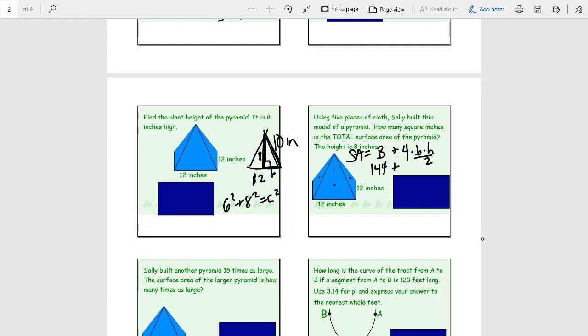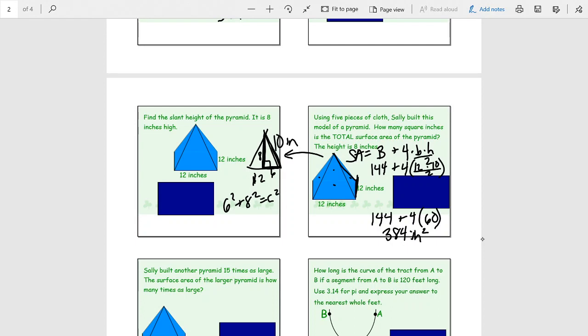plus, well, if we look back over on this side, we have triangles that have a base of 12 right here and a height that is the same as the slant height. So we have 4 of these triangles that have a base of 12, a height of 10, and we divide by 2 since we're working with triangles. Ends up that we get 144 plus 4 times, well, 120 divided by 2, so 60. And so 144 plus 240 gives us 384 square inches.